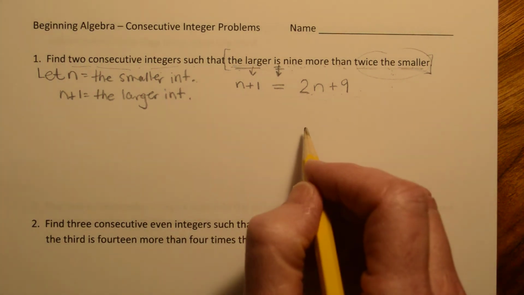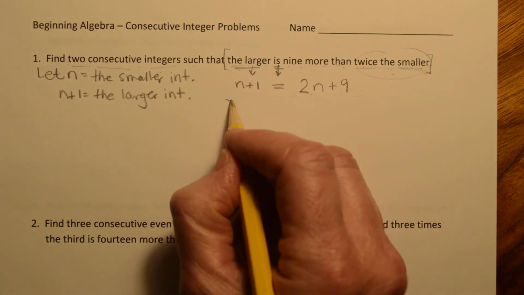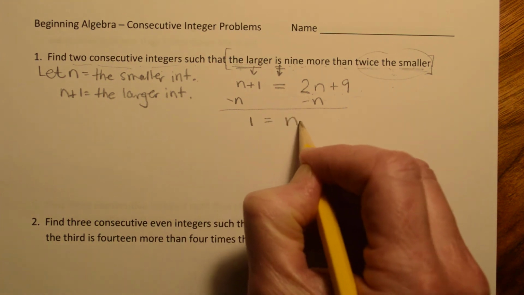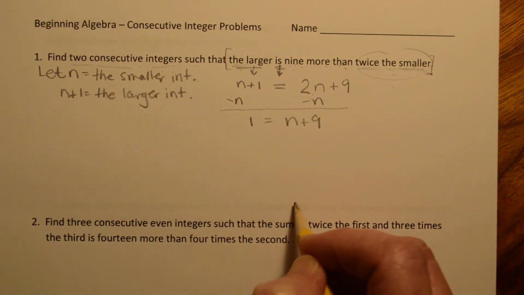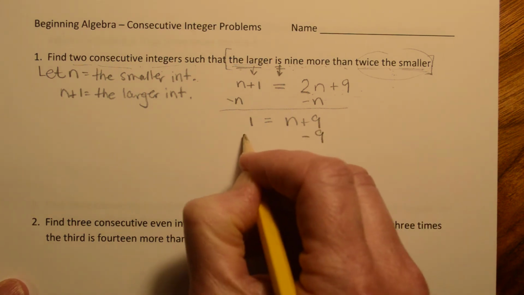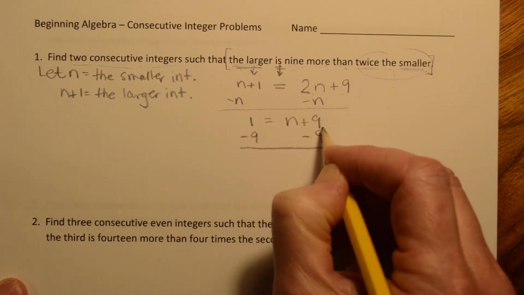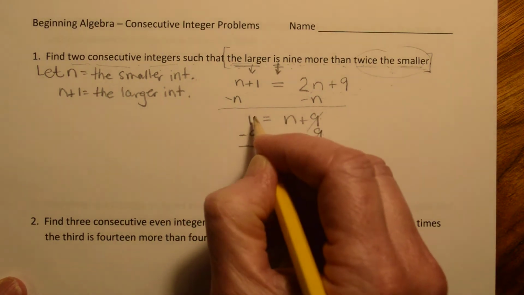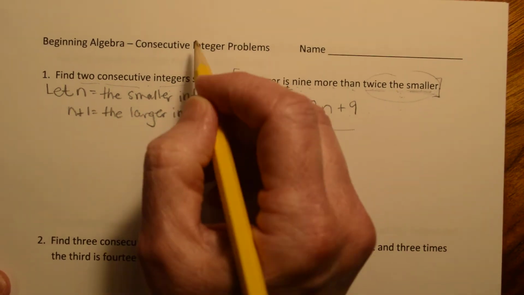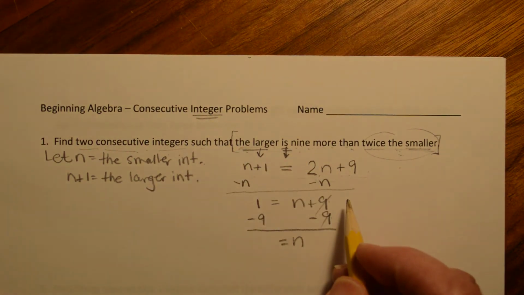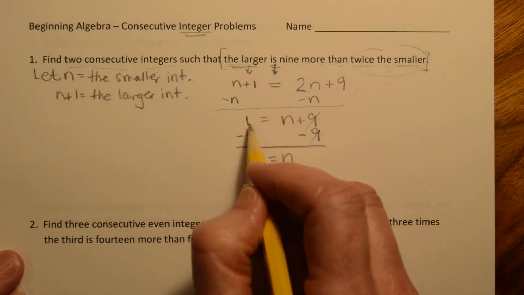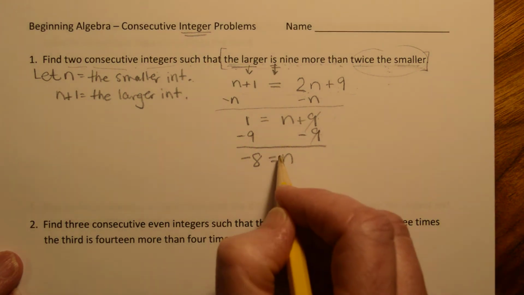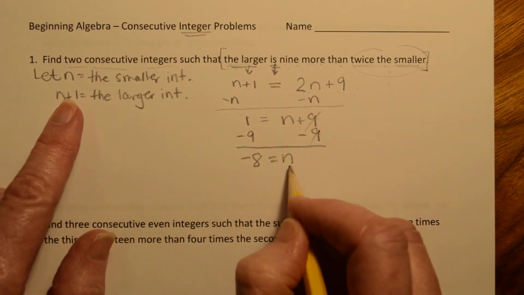And now we get to do the easy part, and that is solve. So first thing is we're going to subtract n from both sides. We get 1 equals n plus 9. I'm going to subtract 9 from both sides. This might be where you get a little bit weirded out. 9 minus 9 is 0. So on this side, they just cancel out and we have n. And then 1 minus 9, again, remember, these are integer problems, so we are going to get negative numbers sometimes. And this is one of those cases. 1 minus 9 is negative 8. Okay, so then that tells us that the smaller integer is -8.